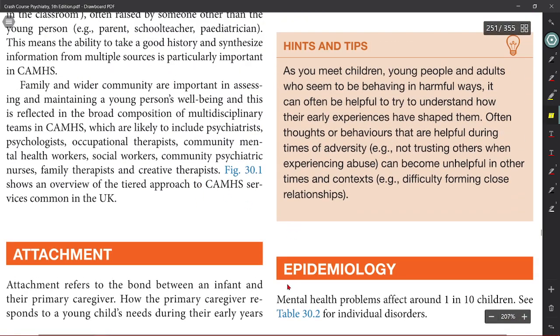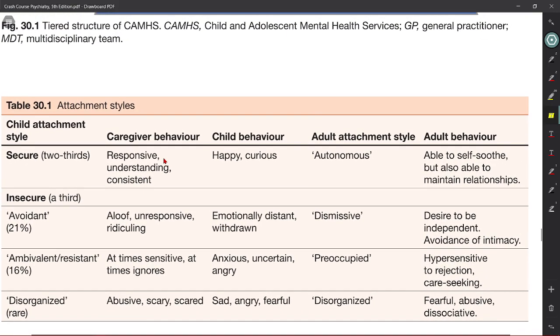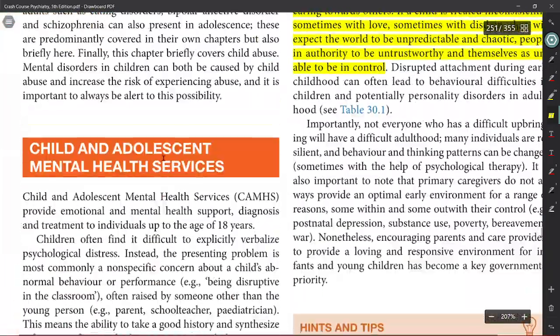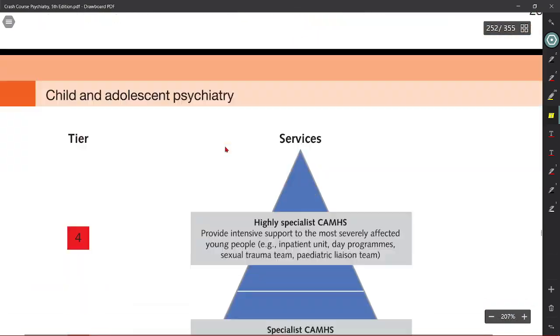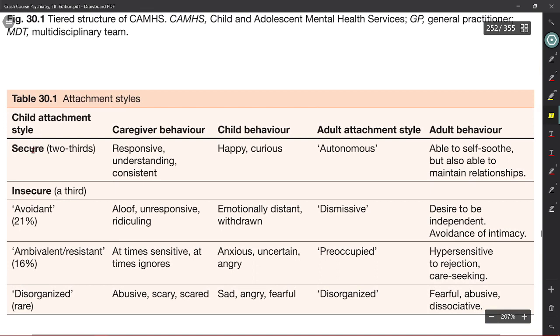About epidemiology, mental health problems affect around 1 in 10 children. Here we have the table that is talking about this for each disorder. Okay, but before that, let's talk more about attachment styles. We were talking about attachment, so we have what's called secure attachment and insecure attachment. Insecure attachment has 3 types: avoidant insecure attachment, ambivalent or resistant insecure attachment, and disorganized insecure attachment.